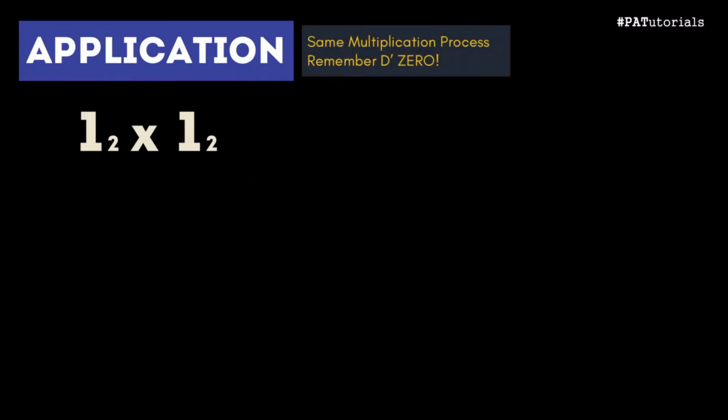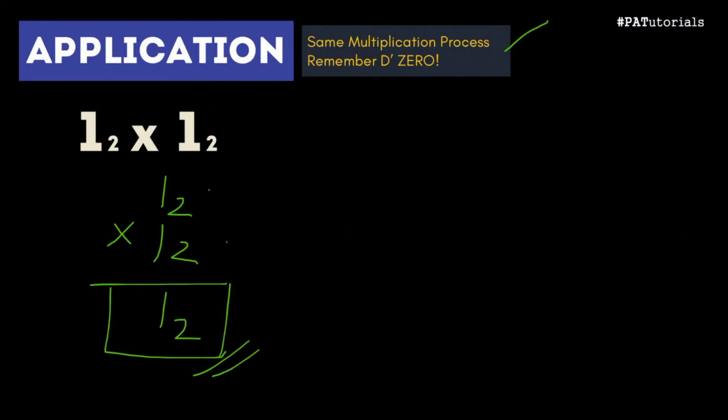Now, let's try these examples. Of course, mag-start tayo sa pinaka-basic which is 1 times 1. Again guys, ang ating tatandaan lang would be, it is the same multiplication process as the normal one and we should remember the zeros, okay? So, in here, we have 1 base 2 times 1 base 2. So, since same multiplication process lang siya, 1 times 1 is equal to 1. So, easy peasy, eto na ang ating sagot, okay?